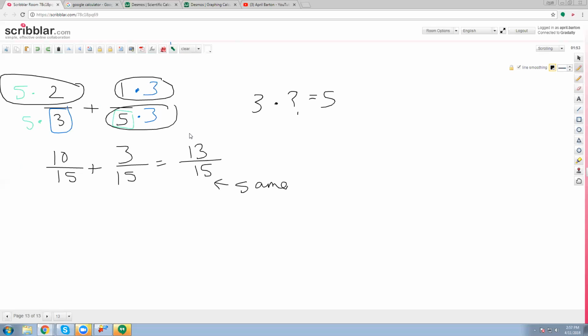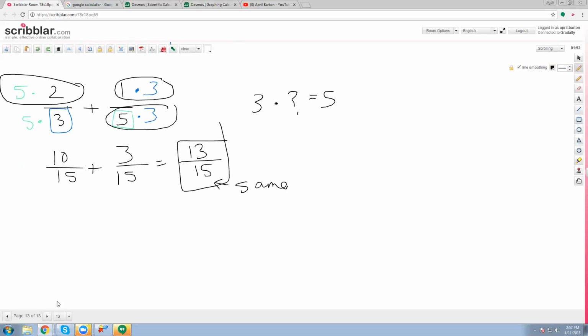So 13/15. And you could always check again to see if anything divides into both of them to see if it reduces. Again, this one does not. There's nothing that divides into 13 and into 15. So it stays 13/15.